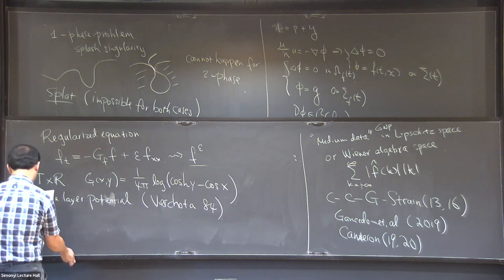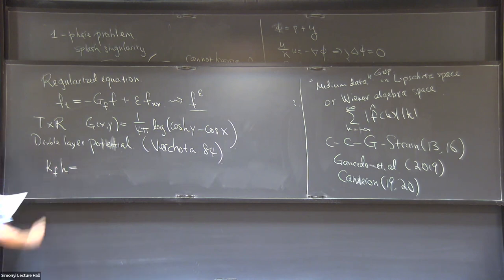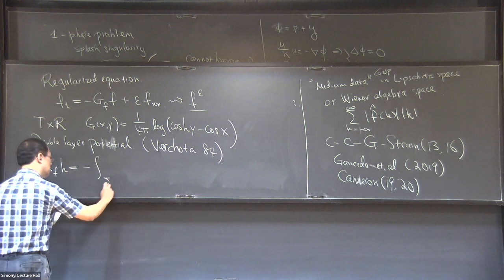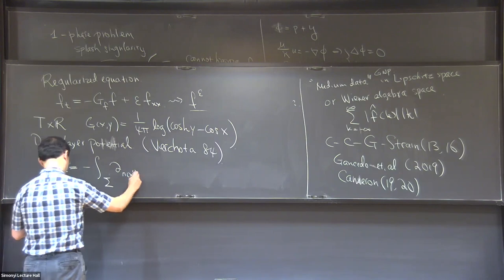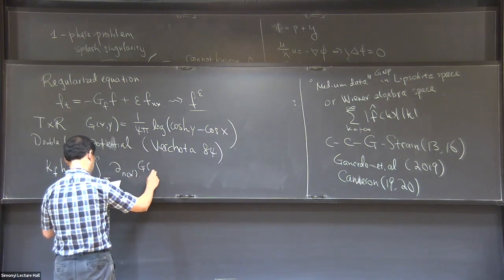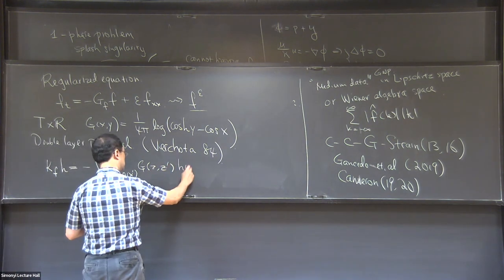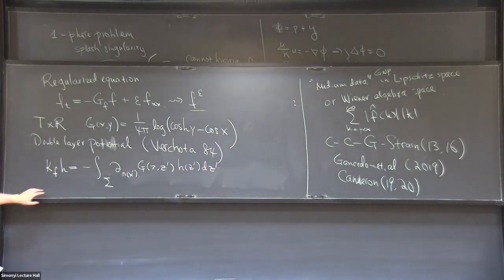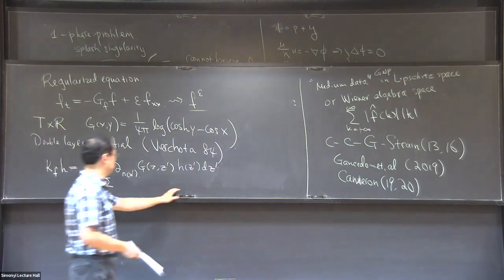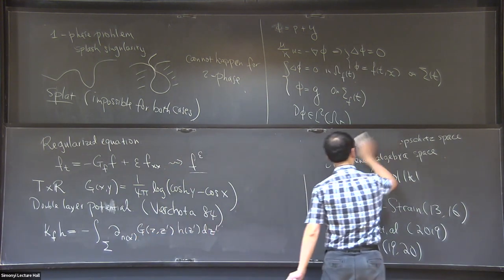This double layer potential has a pointwise form. Say the interface is given by F, and we take the double layer potential of this function H. This is equal to minus the integral over sigma, the free boundary, of partial n x prime G of z, z prime, where z is equal to x comma 1, times H of z prime, dz prime. And then with this double layer potential, we can directly find a solution to this Laplace equation.